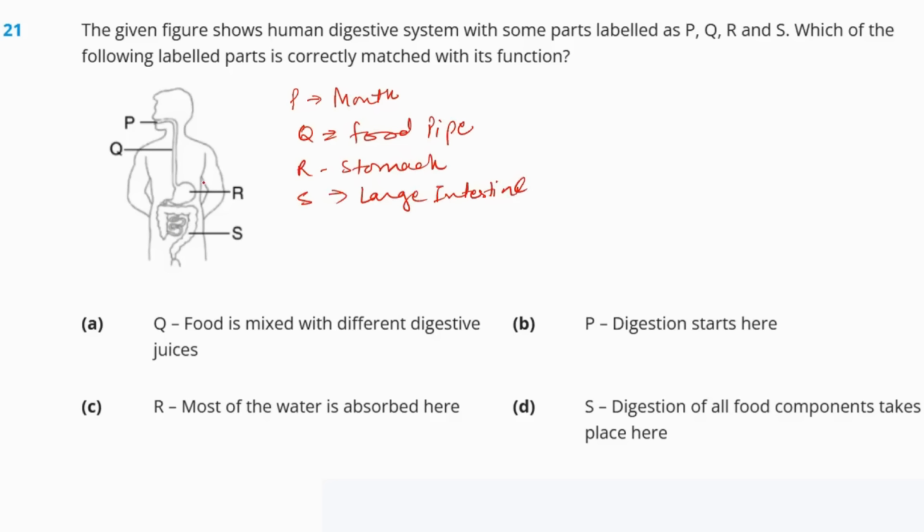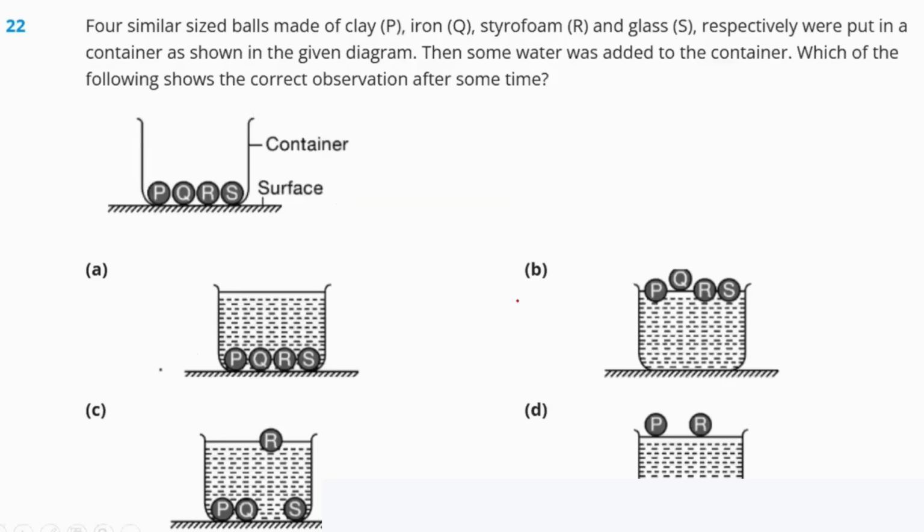Correct. So now in Q, food is mixed with digestive juices. No. In P, digestion starts here. Yes, it starts here because in the mouth, what do we have? We have saliva. In saliva, we have amylase, and that helps in digestion of the carbohydrates. In S, most of the water is absorbed. No, as digestion of the whole food components takes place here. Answer would be option number B here.